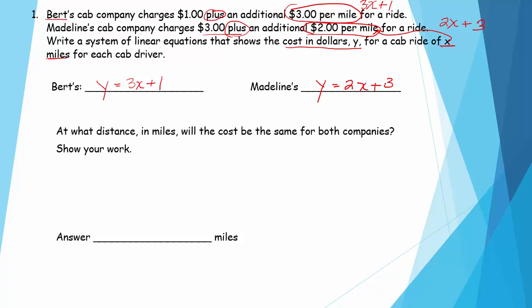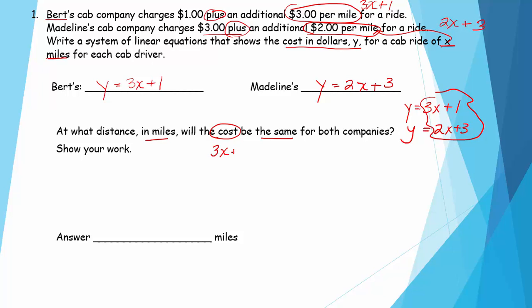Sometimes they won't ask you to solve it graphically. They'll ask you to solve it algebraically. It says, at what distance in miles will the cost be the same for both companies? So we want the cost to be the same. Well, what represents our cost? Y represents our cost. We want the cost to be the same. So we know if we have Y equals 3X plus 1 and Y equals 2X plus 3, and we want that cost to be the same, it means we need 3x plus 1 to be the same as 2x plus 3. What does it mean to be the same in mathematics? It means for them to be equal.